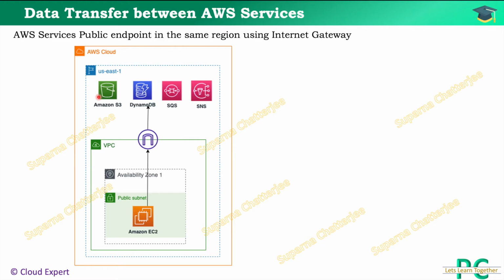Now let's understand what would be the data transfer charges in this use case. One point I'd like to highlight: your EC2 instance is in a public subnet and you are trying to connect to AWS services' public endpoints. In this case, the data transfer charges will be free.